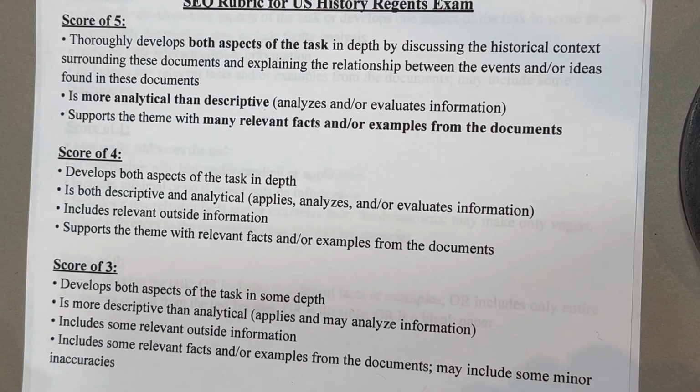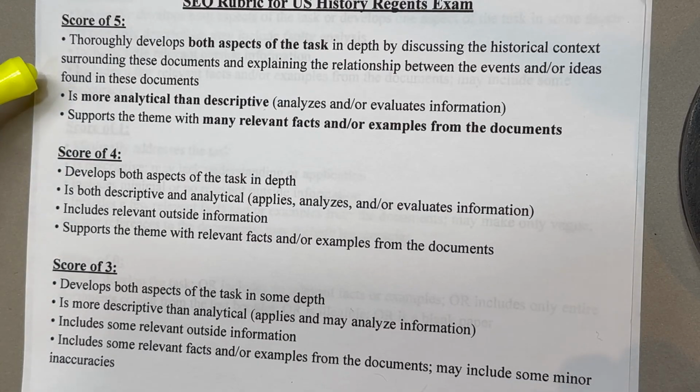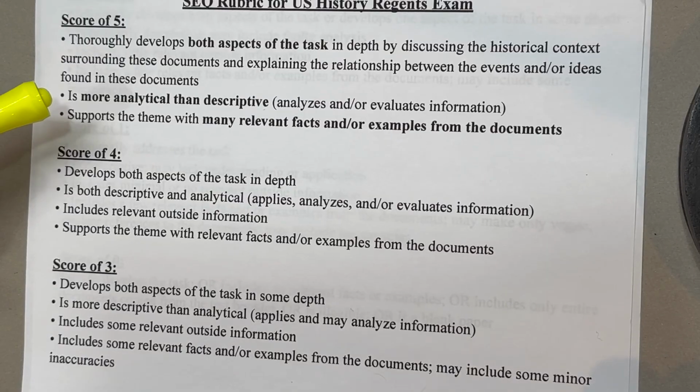I'm looking at the SEQ rubric for the US History Regents Exam, and I just kind of wanted to go through the best way to put together one of the short essays. You can see here a score of 5 involves thoroughly developing both aspects of the task, which means you're really giving a lot of historic context, which means bringing up that outside information. You don't want to overdo it because you need to finish these essays in a relatively short period of time, but you clearly want to know that you have some background knowledge.